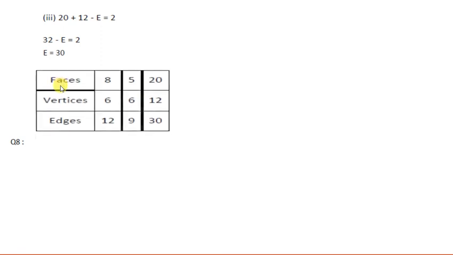In the third part, F is 20, V is 12, and E we have to find out. So 32 minus E equals 2. We will transfer 2 to one side, so you get E equal to 30. So like this you can complete this table.